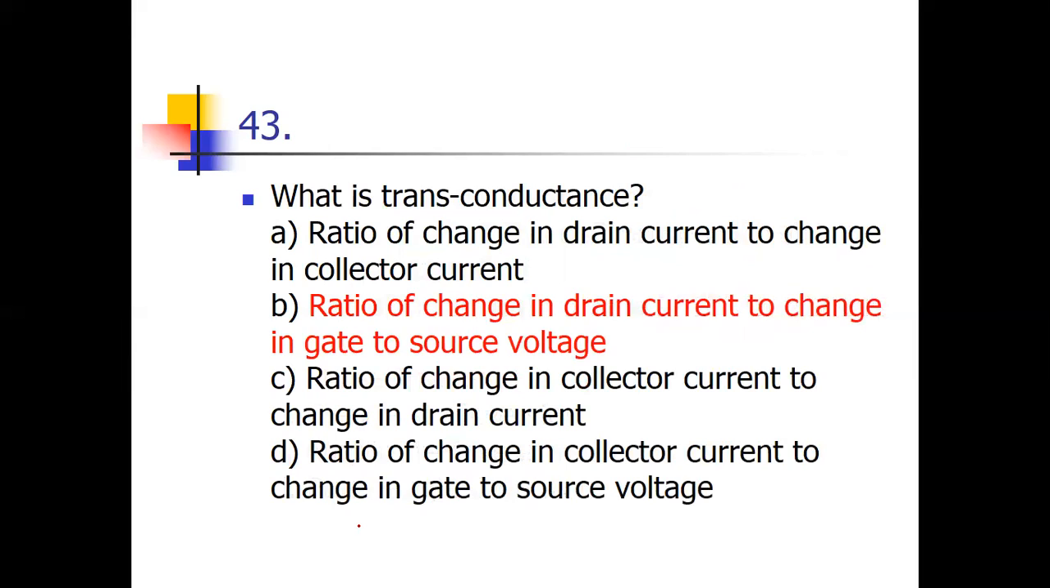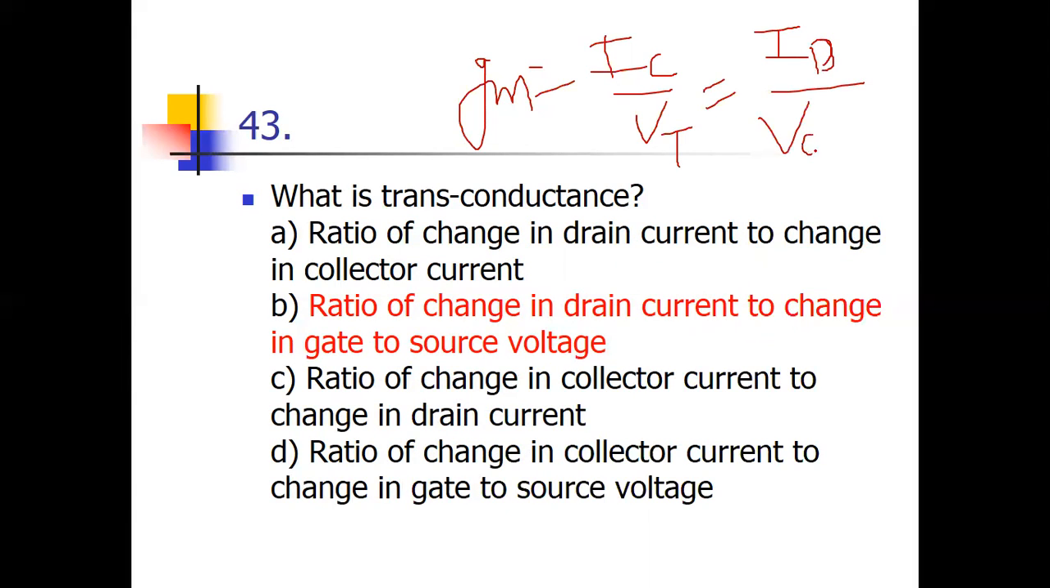What is transconductance? Remember, it is the ratio of current to voltage. For BJT, it equals IC by VT, collector current upon thermal voltage. For FET, it will be drain current divided by gate to source voltage. Now see, the first option is the ratio of drain current to collector current. Drain current means they are talking about FET, and collector current means BJT. So both can't be together. Either both parameters should be of BJT or both of FET. So option A cannot be.